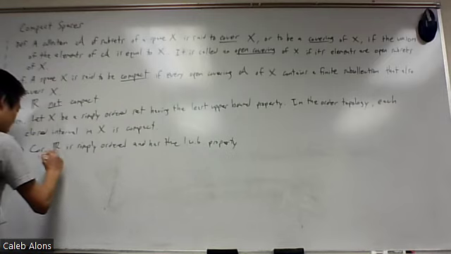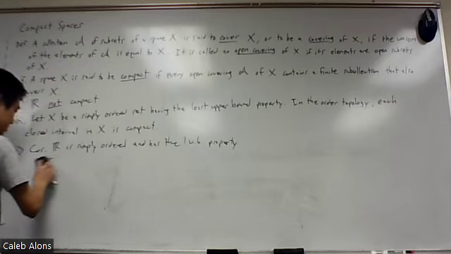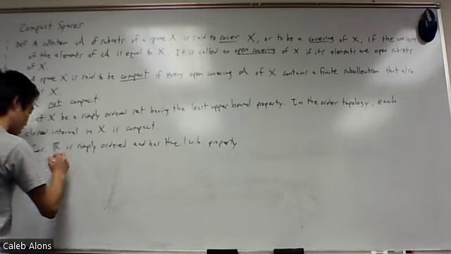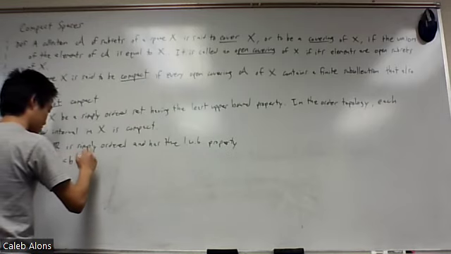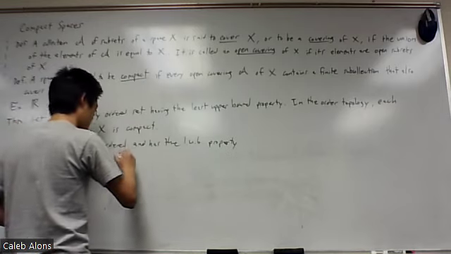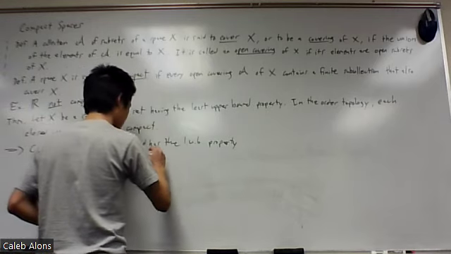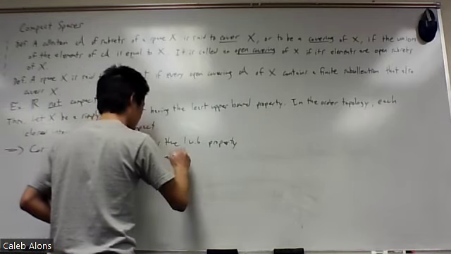So we'll be able to take, well, let me first go. If I have A is less than B in R, then this closed interval AB is compact.